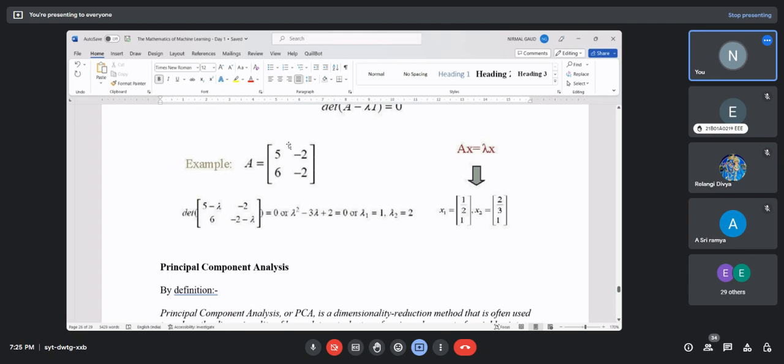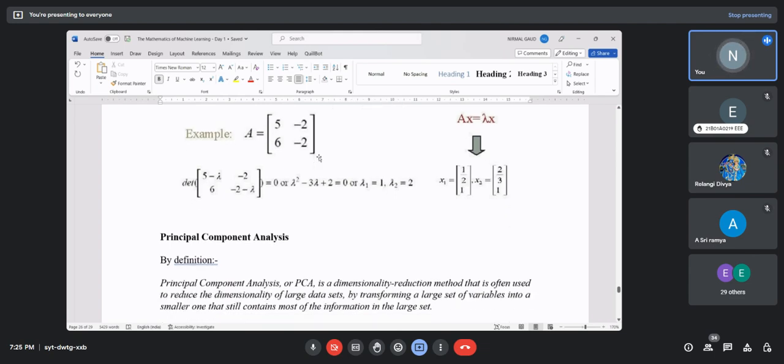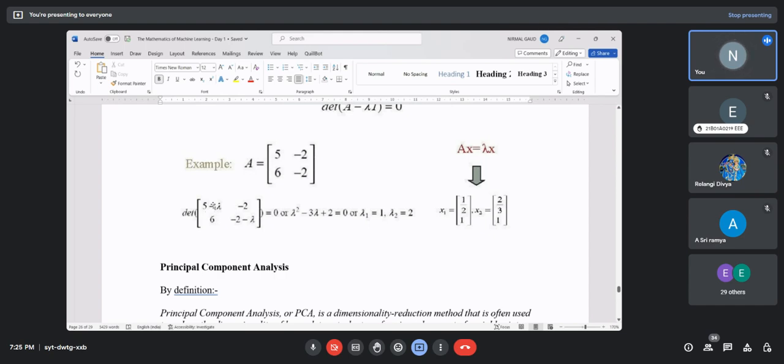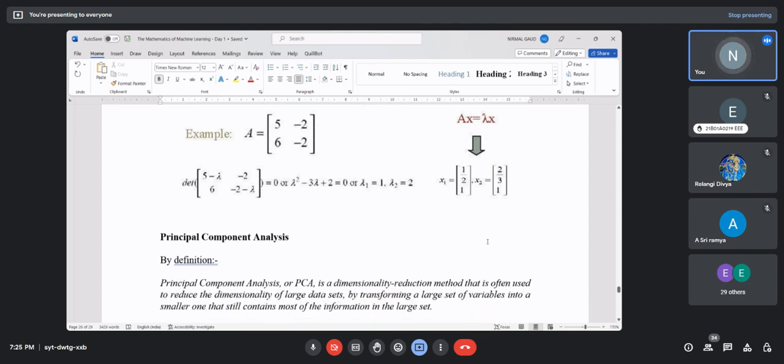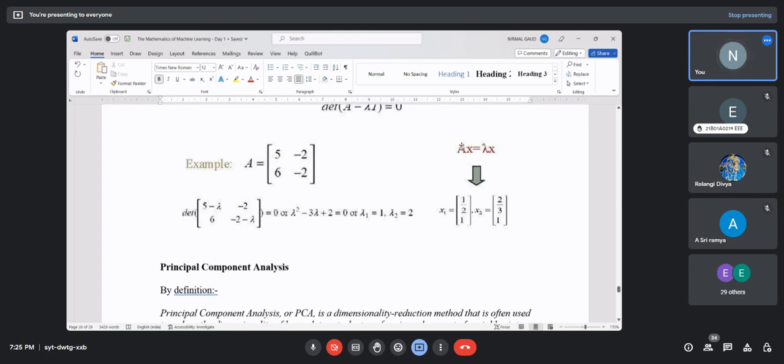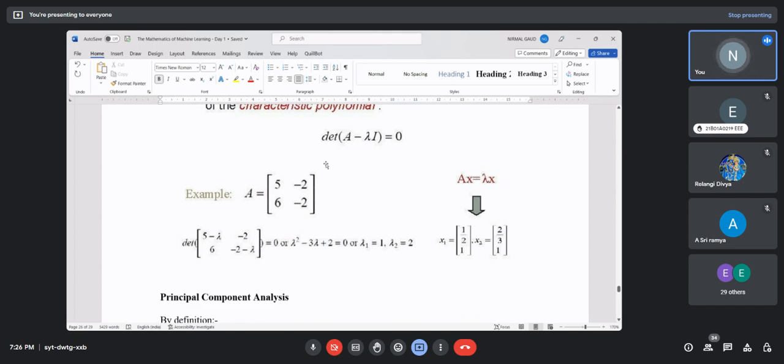For example, I am working with this matrix: 5, minus 2, 6, minus 2. I will calculate the determinant: 5 minus lambda, minus 2, 6, minus 2 minus lambda, equal to 0. And I'm going to get the two eigenvalues: lambda 1 equal to 1 and lambda 2 equal to 2. Then I'm going to use the equation Ax equal to lambda x, and x1 and x2 are the two vectors I'm going to find. This is the eigenvalue and the eigenvector. Very simple. In this much you got the complete structure of eigenvalues and eigenvectors.